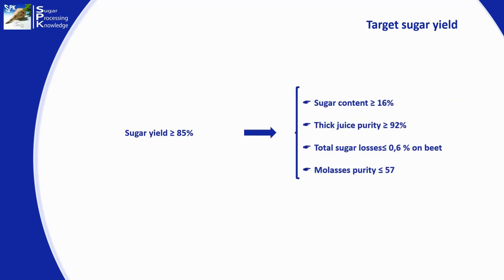So to have a target sugar yield that exceeds 85%, we will essentially need a sugar content that exceeds 16%, a thick juice purity greater than 92%, total sugar losses less than 0.6% on beet, and a molasses purity less than 57%.